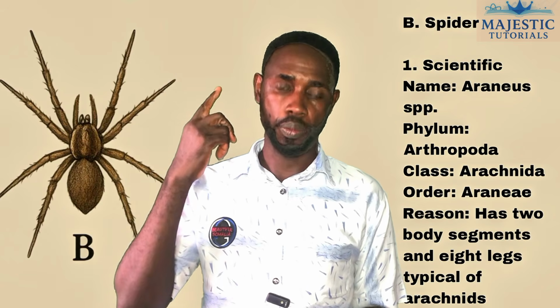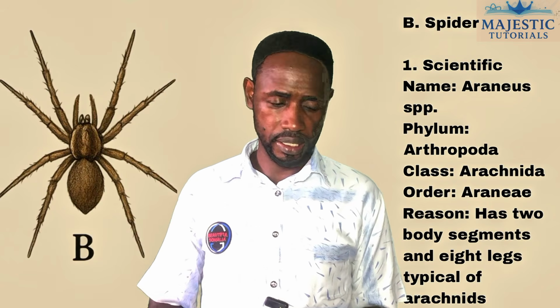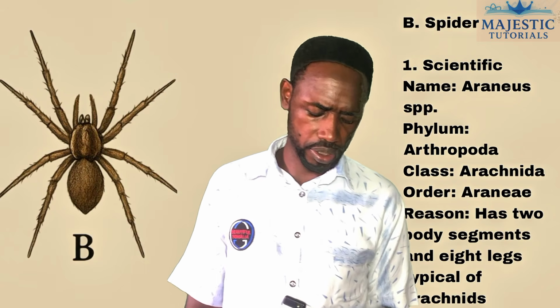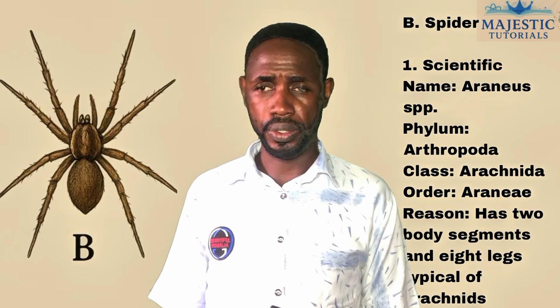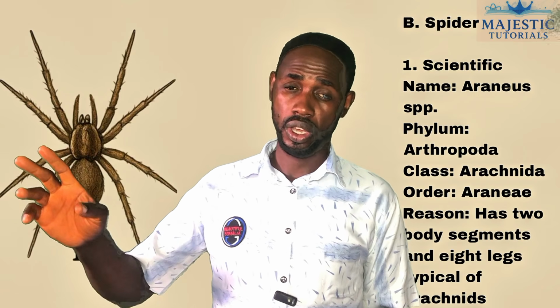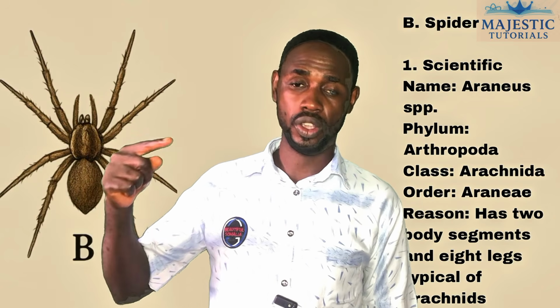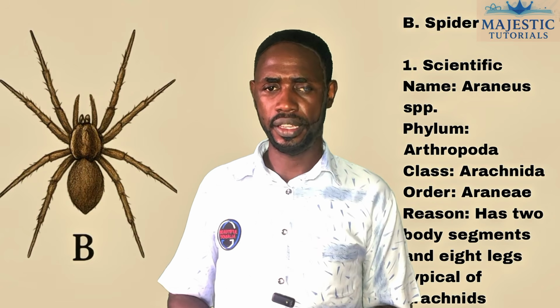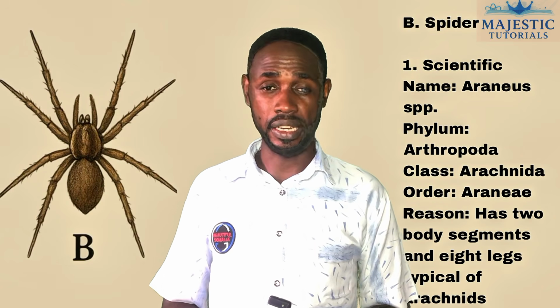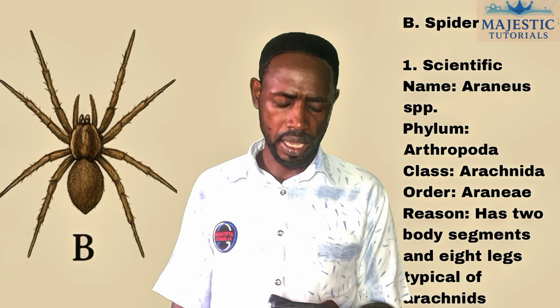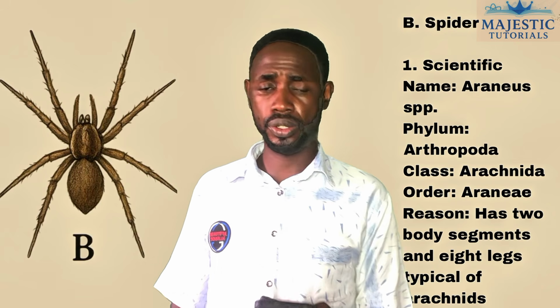So that's it. Number one, if you are not getting this clear, I say it is a source of silk for some of the species. Then number two, it makes our house unkept. It stains the wall with its web. And again, the venomous ones might be deadly to humans. All right. Then it is also used in biological research.